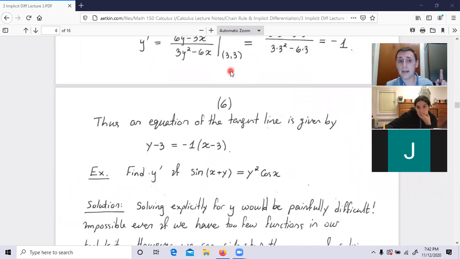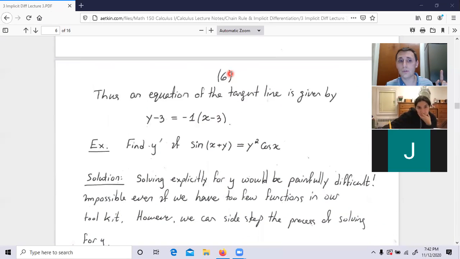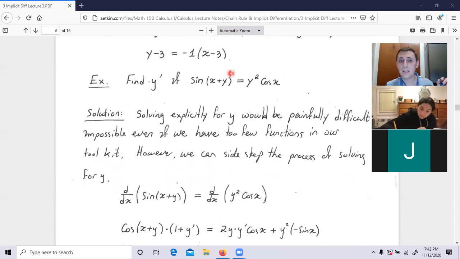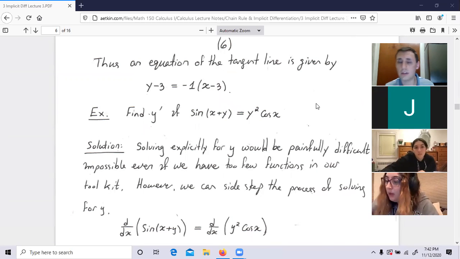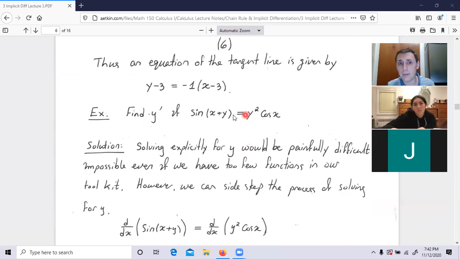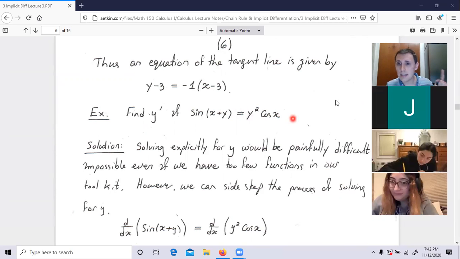Here are some exercises for you to try. Here is one of them. Most of the equations are so difficult that it's not worth the effort of solving the formula, or maybe you will not be able to solve it in any explicit way. So let's see how quickly you can find y prime for this expression: sine of (x plus y) equals y squared cosine x. Ready, set, go.